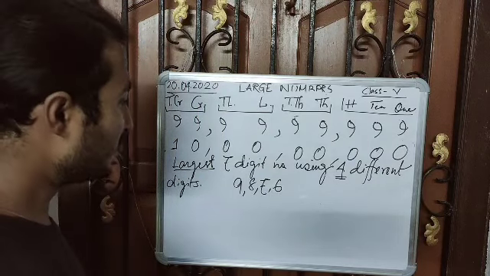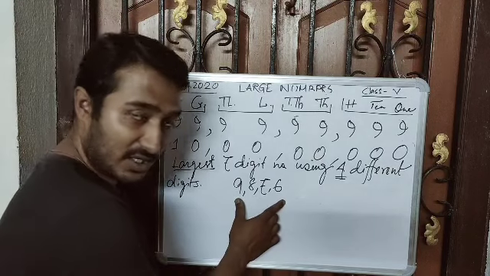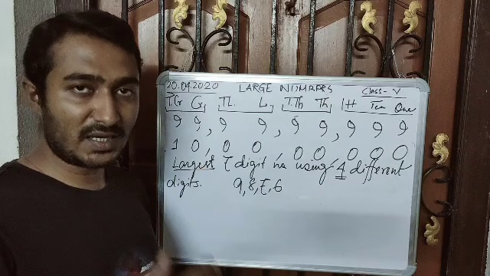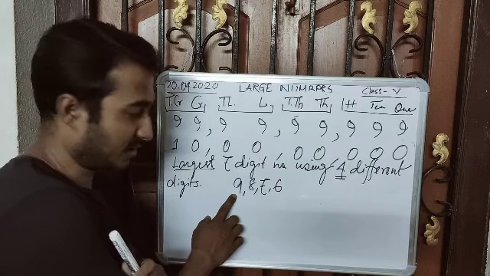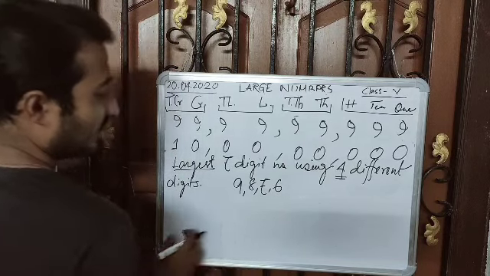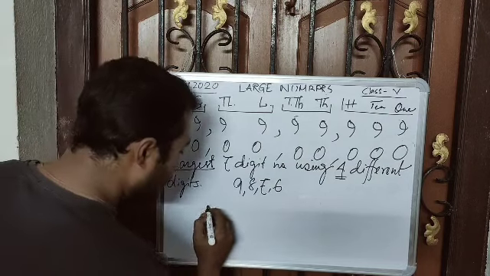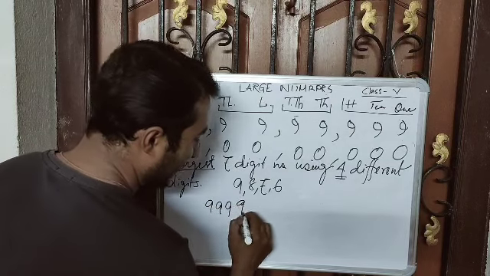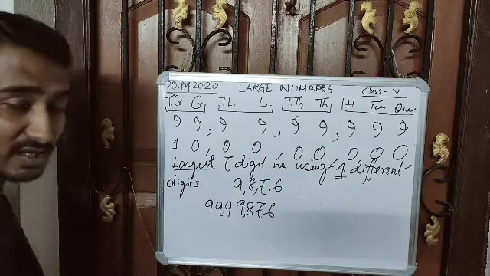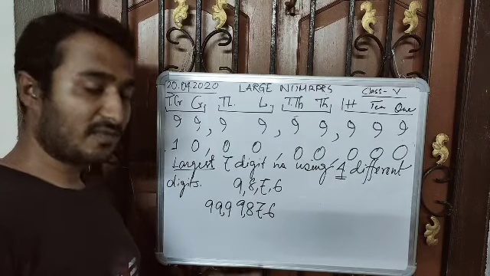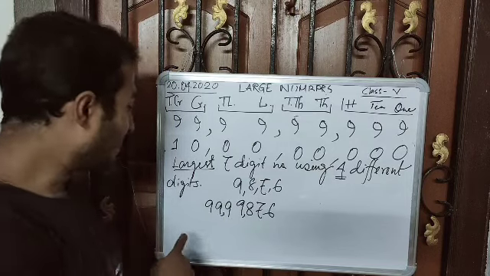Using these, we have to form a 7-digit number. We have 4 digits, but we have to make a 7-digit number. That means we have to repeat some digit. Which digit do we repeat? As it is the largest number, we have to repeat the largest digit. Four digits are already present, we need 3 more, so 3 more 9s will be added: 9, 9, 9, 9, 8, 7, 6. Separate by commas. So this is our largest 7-digit number using 4 different digits.